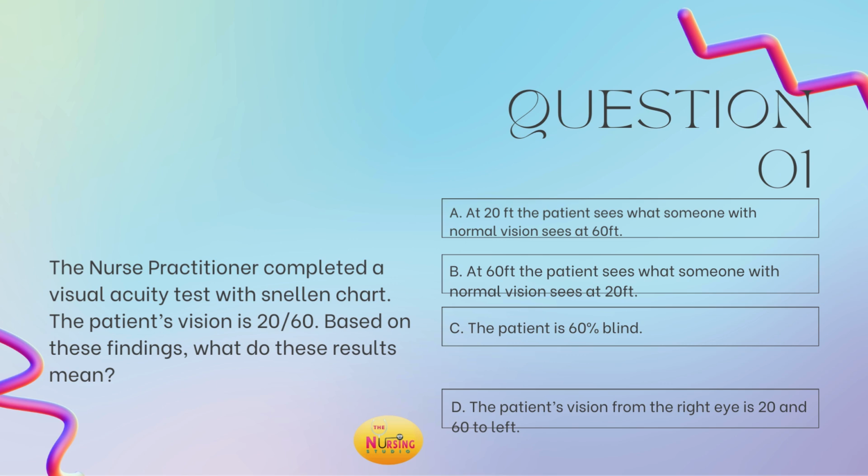All right, so I always recommend reading the stem of the question first. The stem of the question here states, based on these findings, what do these results mean? So the nurse practitioner completed a visual acuity test with a Snellen chart on a patient, and the results were 20/60. So understanding what Snellen results mean. A is your best answer because remember, we stand 20 feet away from the Snellen chart. So it will always be at 20 feet because you're 20 feet away. So at 20 feet, the patient is seeing what somebody with completely normal vision would see if they were 60 feet away from the chart. Okay. So A is your best answer.